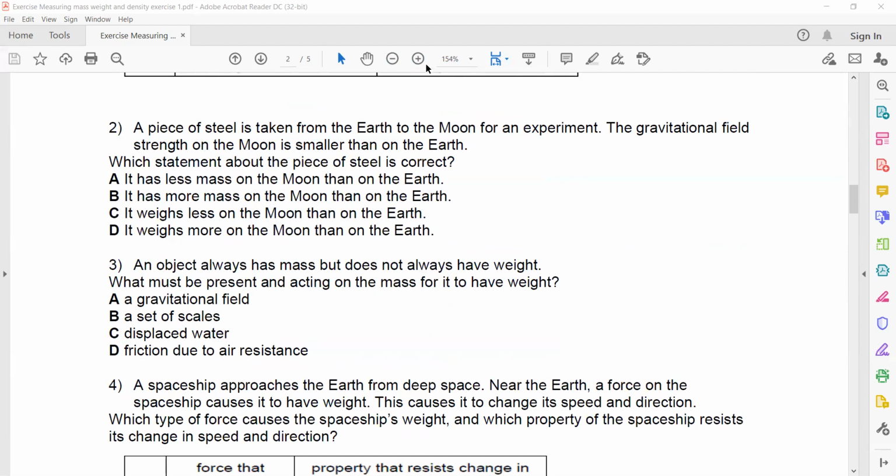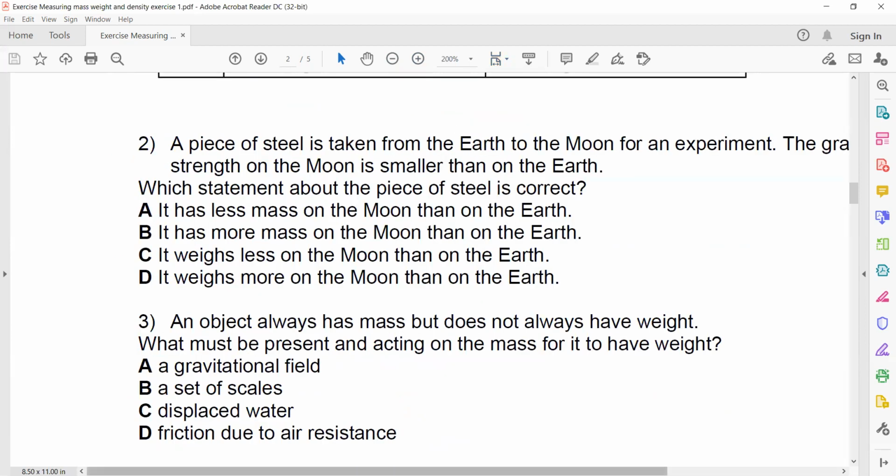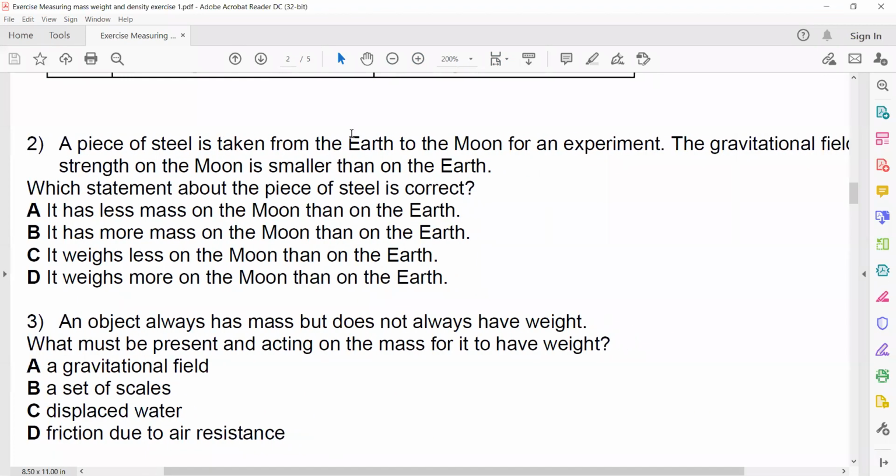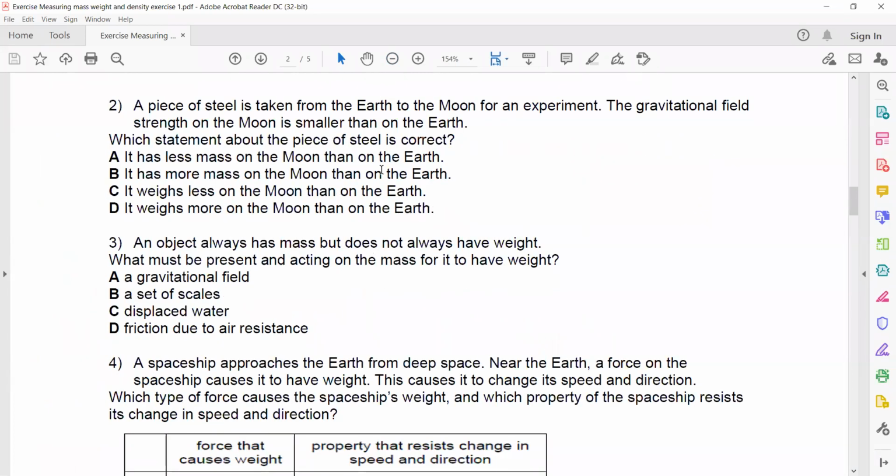In question 2, a piece of steel is taken from Earth to the moon for an experiment. The gravitational field strength on the moon is smaller than on the Earth. Which statement about the piece of steel is correct? A, B, C or D?